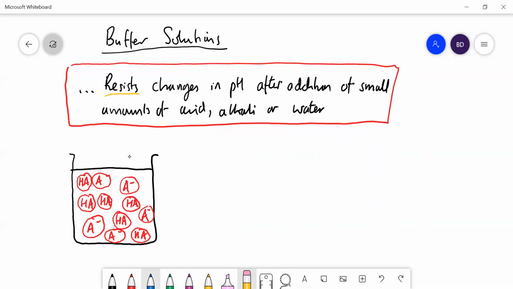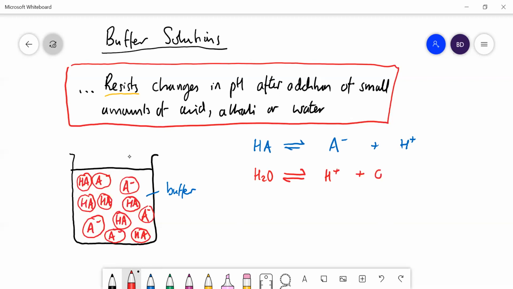Right, so here is our buffer solution. As you can see, I've drawn lots of A minuses and lots of HAs all floating around in solution. We've got a couple of equilibria going on there, haven't we? We have HA goes to A minus and H plus. And we've also got the Kw equilibrium, so we've got H2O dissociating. We've got equilibrium 1 and equilibrium 2.